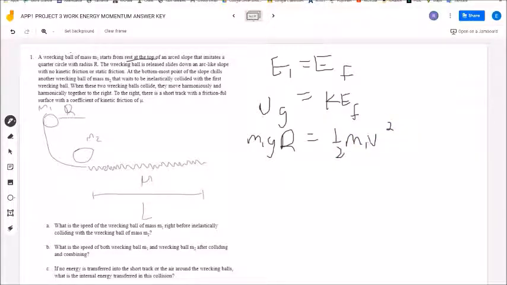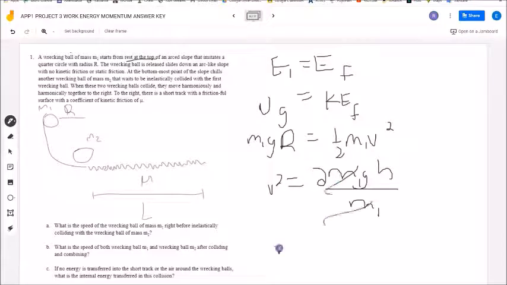Now we want to look for the velocity, or speed, so we solve for v. Isolate v squared: v squared equals 2 M1 g R over M1. The M1 cancels out, so v squared is equal to 2gR. Taking the square root, v is equal to the square root of 2gR. This is our answer for velocity.